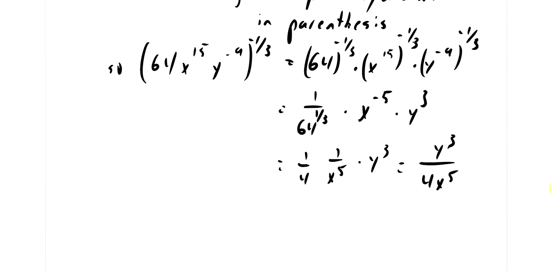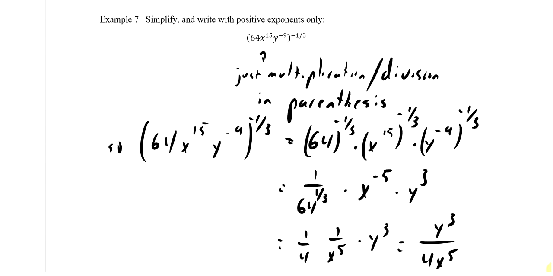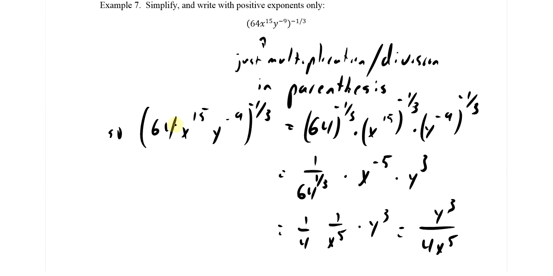So a couple of things there in dealing with this. One, just multiplication and division in my parentheses. That means I can distribute the minus 1/3 to each term: 64 to the minus 1/3, x to the 15th to the minus 1/3, y to the minus 9 to the minus 1/3. You multiply the exponents. Some numbers, you should just know what their cube roots are. And we get y cubed over 4x to the 5th. You can always find this with a calculator too. Okay. Here's another example. We just have, in fact, division.